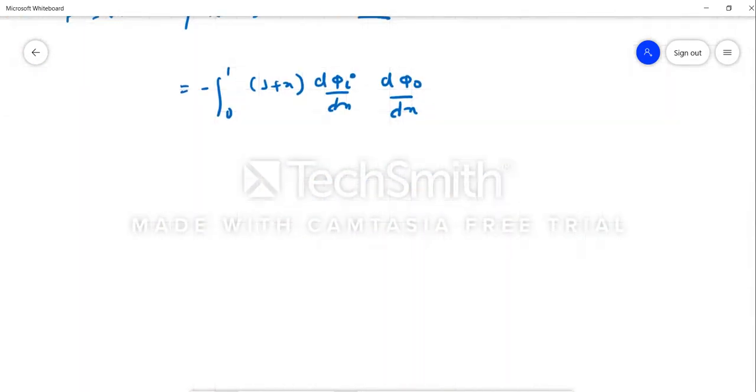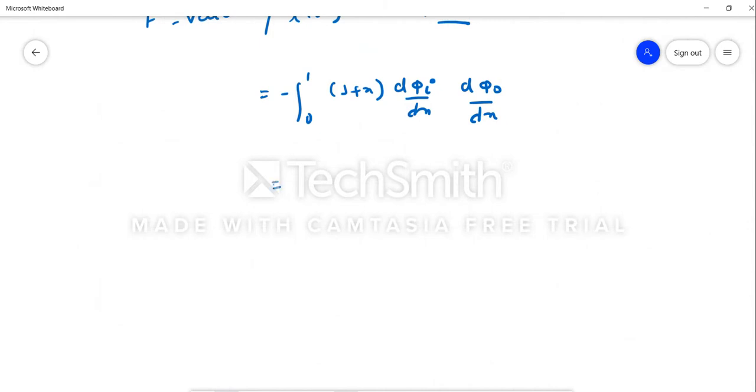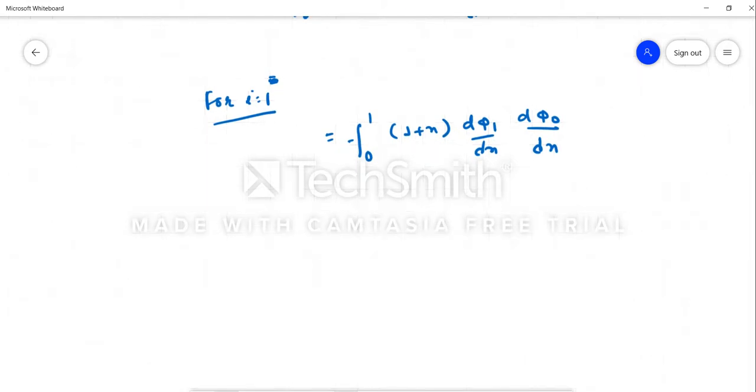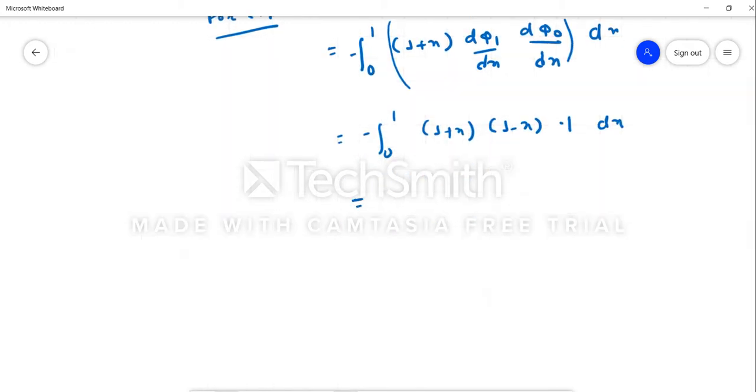For i equals 1, this will equal minus integral from 0 to 1 of 1 plus x, d phi 1 over dx, and it will remain the same because this is d phi naught over dx. So this is minus integral 0 to 1 of 1 plus x, where d phi 1 over dx is 1 minus 2x, and d phi naught over dx is 1, dx. On solving this, the value will come out to be 1 upon 6.